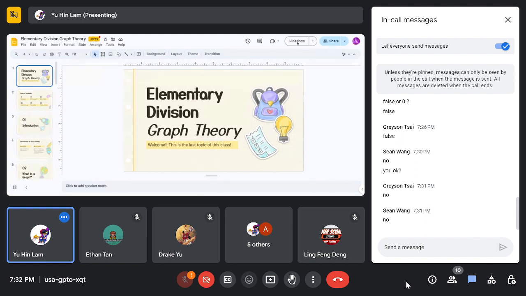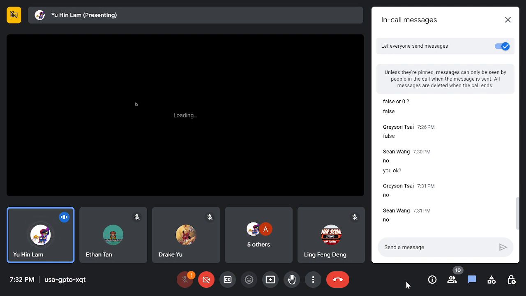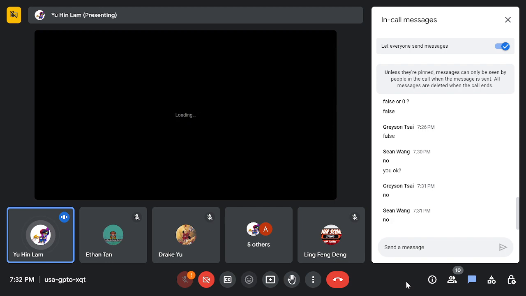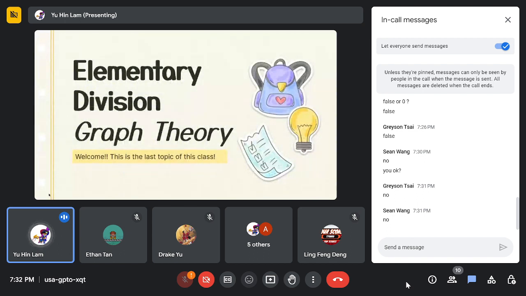Alright, so the second lesson that I'm going to teach today would just be our last lesson. We were supposed to teach this lesson for the whole class today, but since we're behind schedule, I'll actually teach both of them today. So let's move on to our last topic that we need to learn. Our last topic would be graph theory.